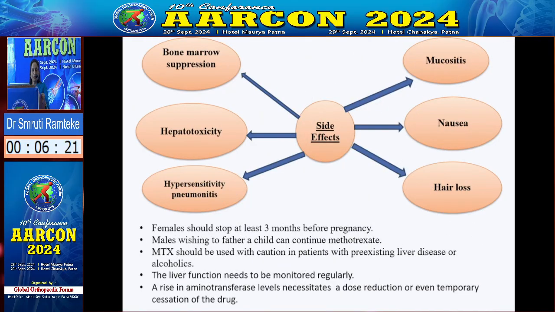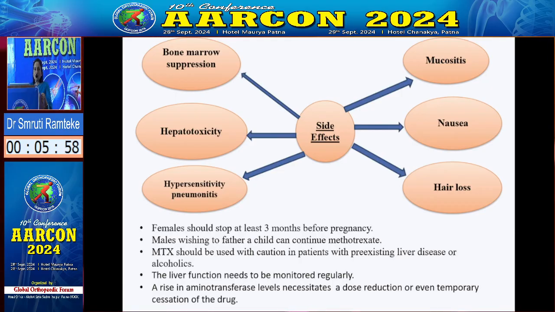So bone marrow suppression, hepatotoxicity, hypersensitivity pneumonitis, for which I said ask the history of cough or breathlessness. Tell the patient that if you have new onset cough or breathlessness, please report. Mucositis, the oral ulcerations, nausea and hair loss are few side effects. We need to regularly monitor the patient. The blood counts, liver function should be done.